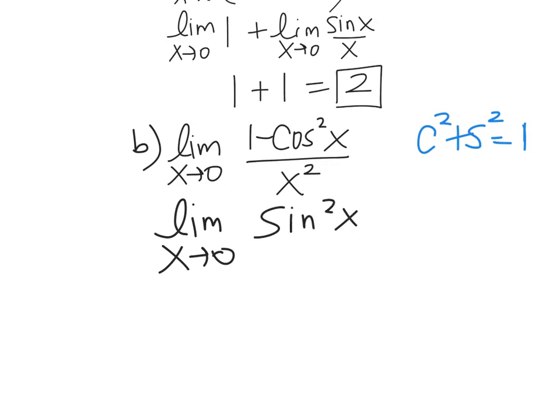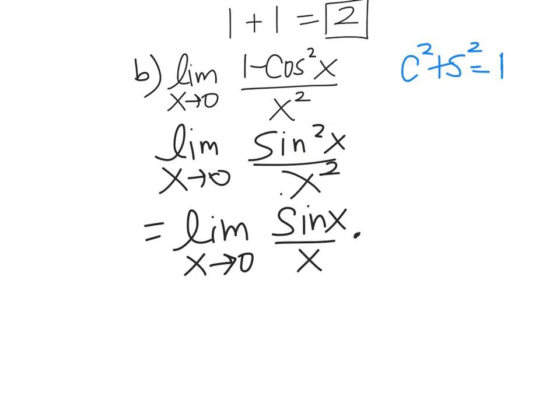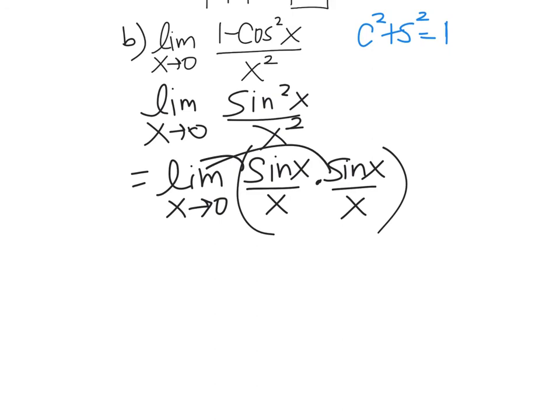Okay, so this is sine squared x over x squared, which we can then rewrite as the limit as x approaches 0 of sine x over x times sine x over x. See that? Sine squared x is simply sine x times sine x, and x squared is x times x. And so then we can take their limits individually, like distributing that limit to both of them. What is the limit as x approaches 0 of sine x over x? It's 1, and then also times 1. So your answer is 1.